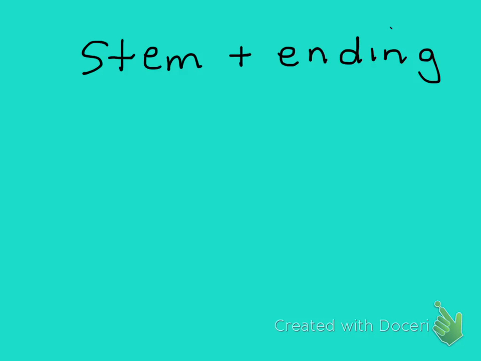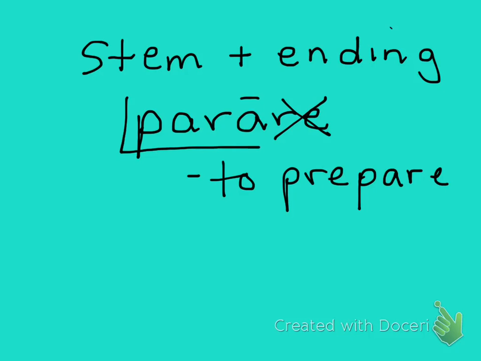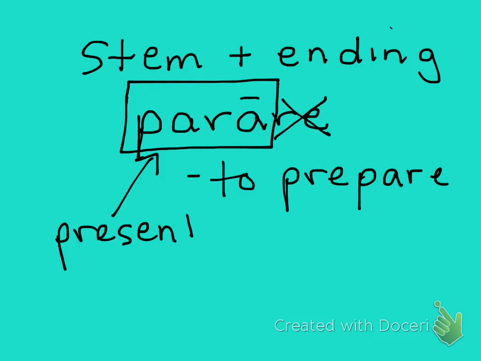So in Latin, the present stem is obtained by taking the infinitive form. And we'll use the example of parare. That means to prepare, because it ends in an RE. That's the infinitive form. And what we'll do is we'll chop that RE off, and the remaining letters make up the present stem. So para will form the basis for all of our present tense forms.